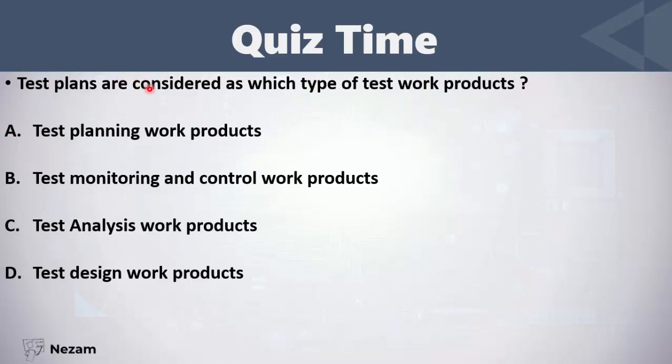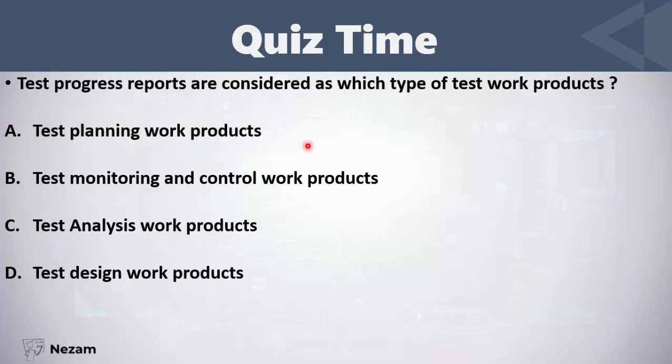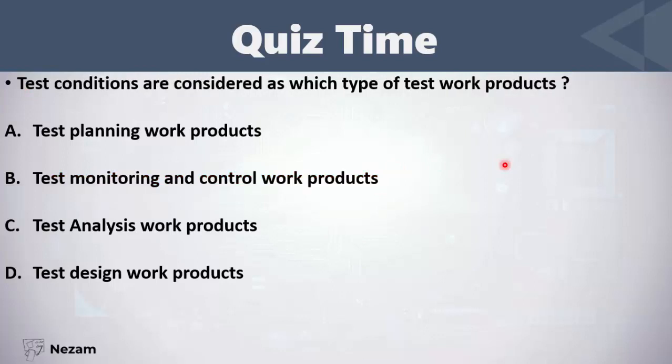Test plans are considered as which type of test work products? Test planning work products, test monitoring and control work products, test analysis work products, test design work products. Of course, it is test planning work products. Test progress reports are considered as which type of test work products? Test progress reports are part of test monitoring and control work products.